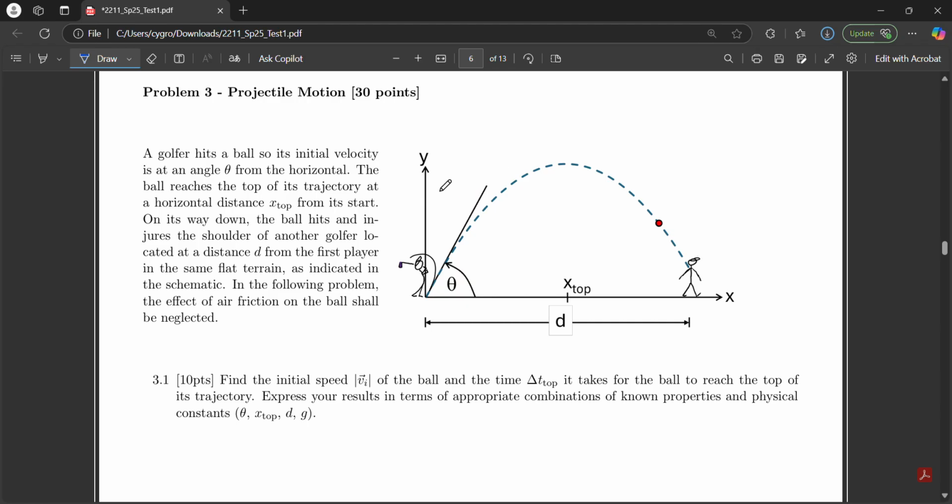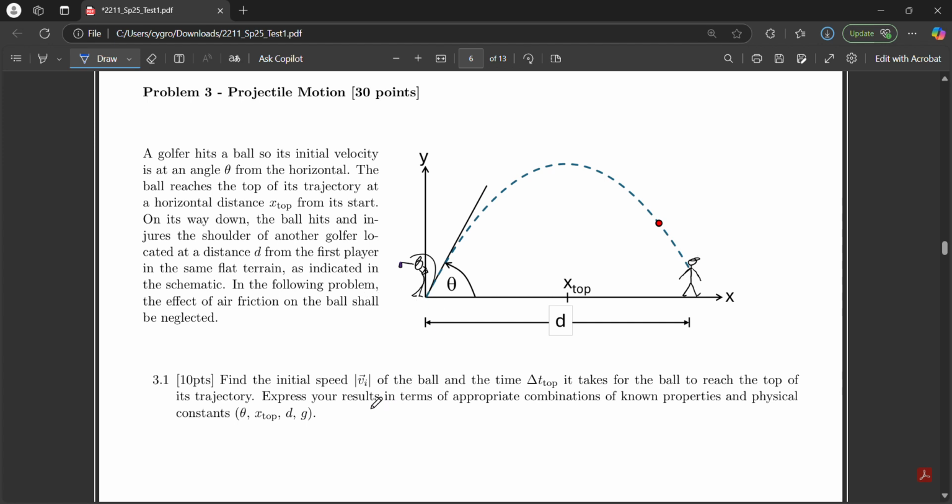So we know that a golfer hits a ball so that its initial velocity is at an angle theta from the horizontal. The ball reaches the top of its trajectory at horizontal distance x top from its start. On the way down, the ball hits and injures the shoulder of another golfer located at distance d from the first player in the same flat terrain. As indicated in the schematic in the following problem, the effective air friction on the ball shall be neglected.